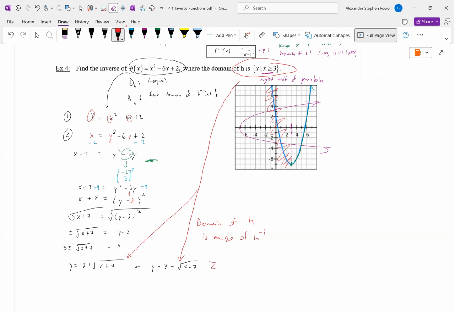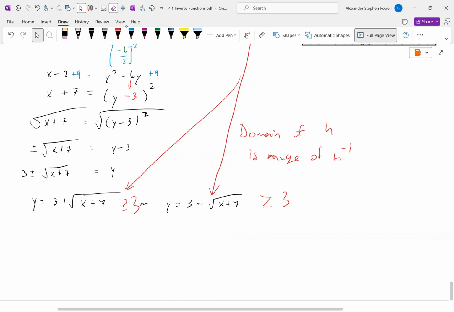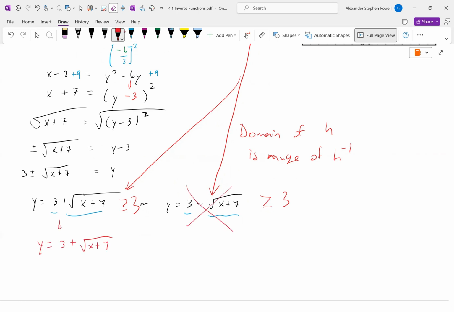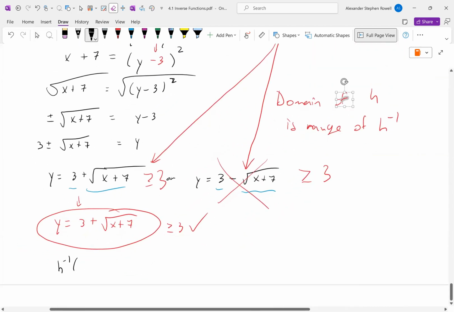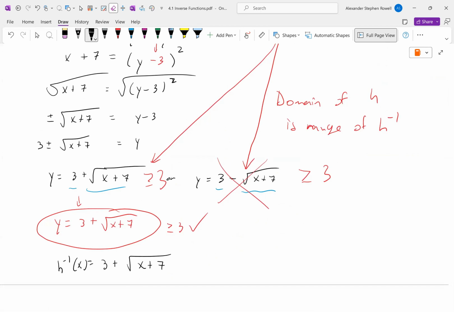Which of these is greater than or equal to 3? The left one or the right one? This one is 3 minus something. This one is 3 plus something. y is equal to 3 plus the square root of x plus 7 gives us something that's larger than 3. The square root is always positive. We're taking the positive root. So that's our answer: H inverse of x is equal to 3 plus the square root of x plus 7. We have to throw that other one out.